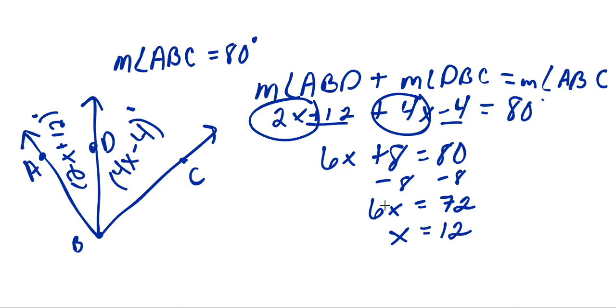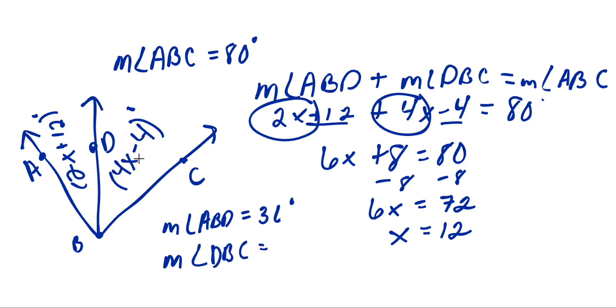We could then take that 12 and substitute it in for each piece to find the measurement. So the measure of angle ABD is 2 times 12, 24, plus 12, 36 degrees. And the measure of our angle DBC is 4 times 12, 48, minus 4, 44. We then could always check our work by seeing, does 36 plus 44 add up to 80? It does. So we know that we have solved this problem correctly.